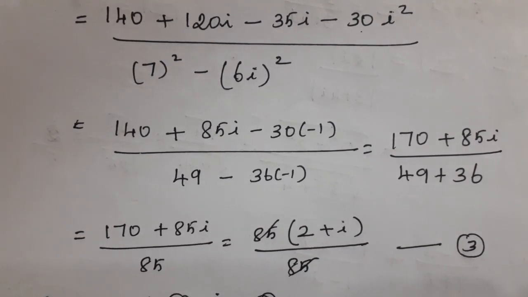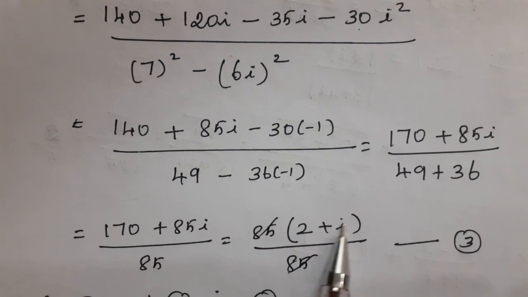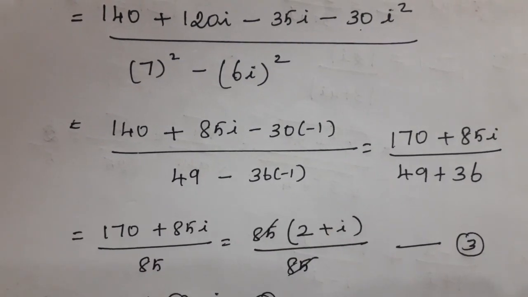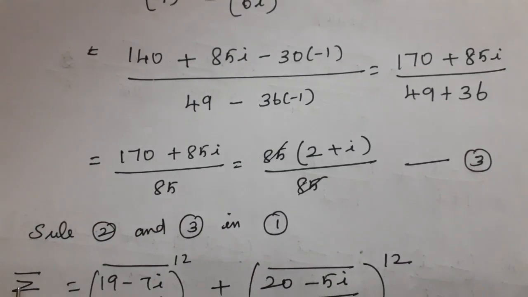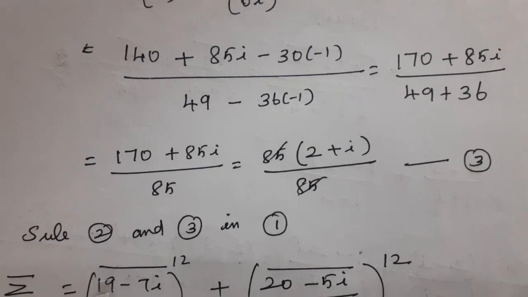Use the substitution of results 2 and 3 in 1. Now only we get the complex sum in this form. So substituting the second result and the third result in 1. So what is that? Z bar. First I write the first result again: (19 minus 7i by 9 plus i) the whole power 12.